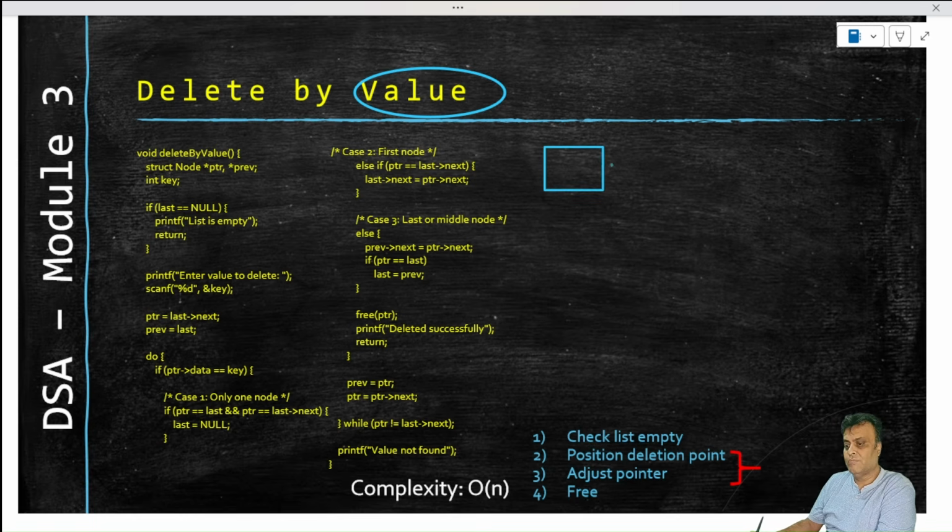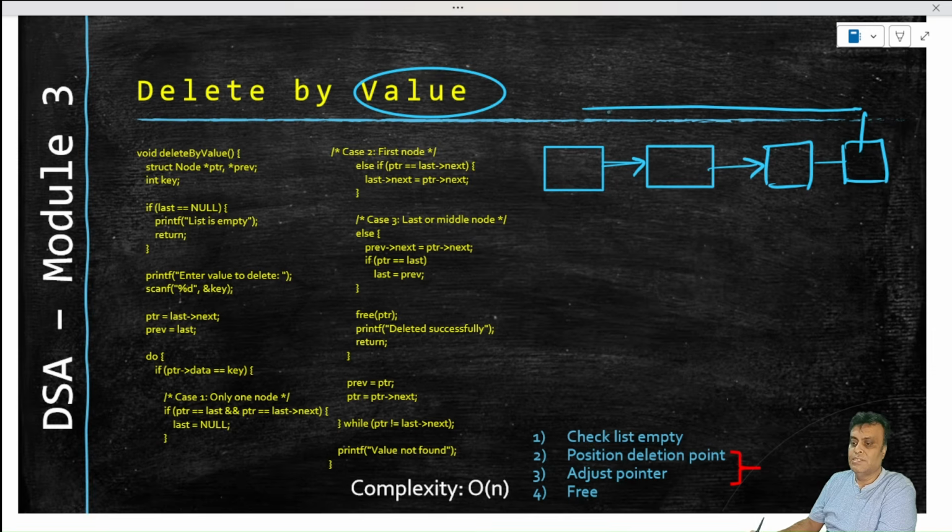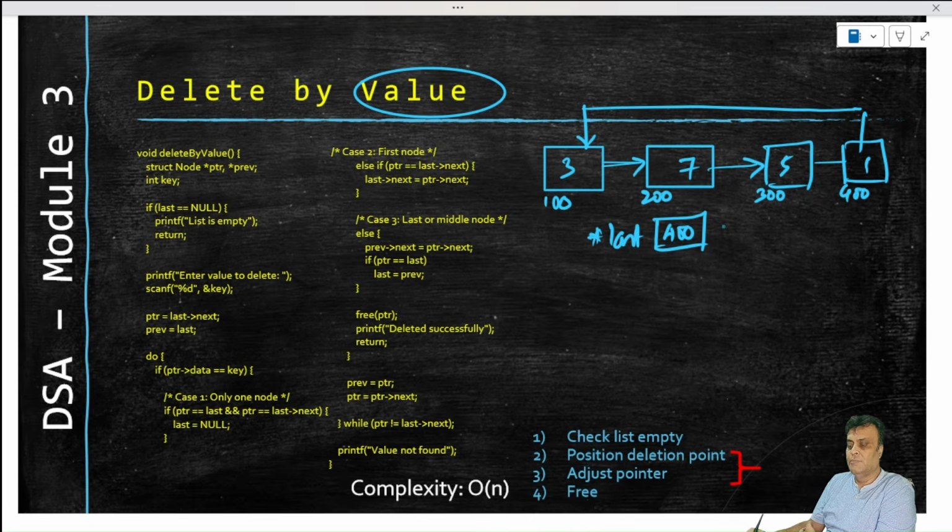Let me draw this. This is a 4 node linked list, and this points here. We want to delete, suppose, an element which has 5, and this is how it looks. Our last is here, which is having 400. This is 100, 200, 300, and 400. And this 400 is therefore pointing to this particular node. This is the current situation.